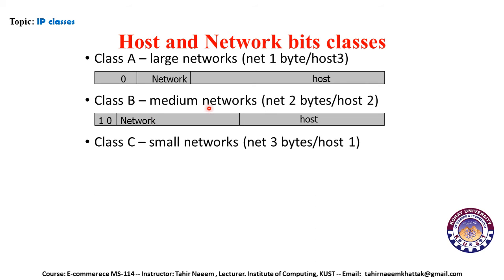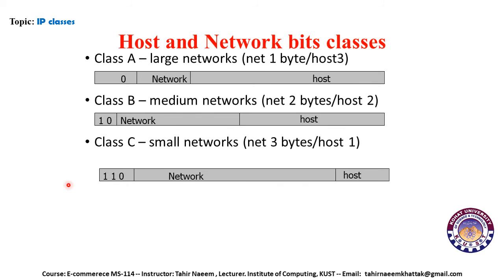Class B addresses are basically used for medium networks. In this type of network, we have 2 bytes reserved for the network, while 2 bytes are reserved for the host address, as you can see here in the figure. While the Class C address is basically used for small networks, or networks having a very limited number of hosts. Here 3 bytes are reserved for the network address, while 1 byte is reserved for the host machine address.